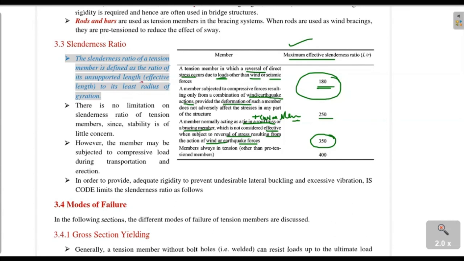And members always in tension, you can go for 400. When the member is only subjected to tensile forces and there is no reversal of forces, then you can go for 400 as the value of slenderness ratio.